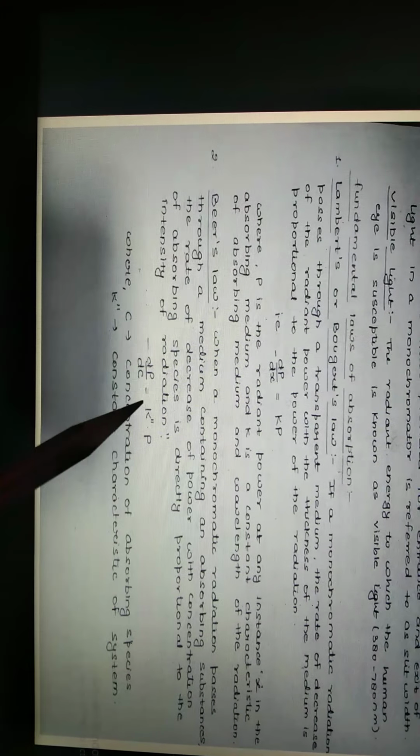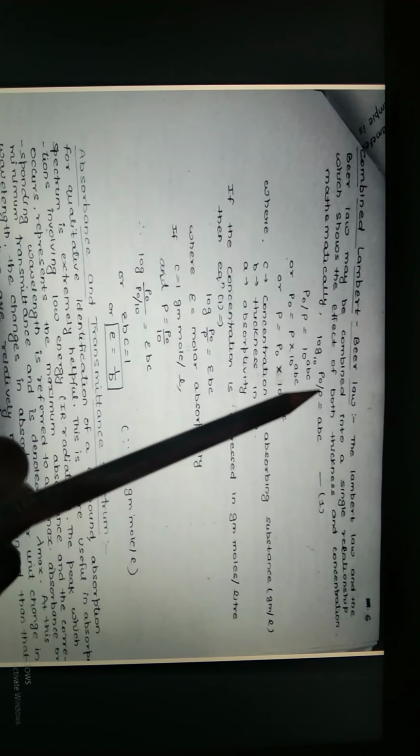The next law is Beer's law, which shows the rate of decrease of the power with the concentration of the absorbing species and is directly proportional to the intensity of radiation, given as minus dP by dc equal to k double prime P, where c is the concentration of the absorbing species and k double prime is the constant characteristic of the system.